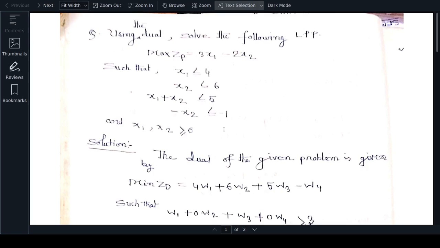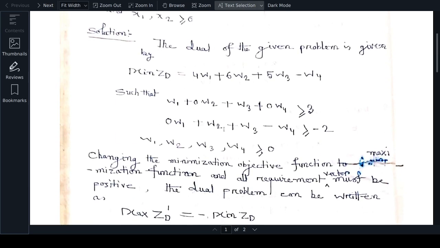Okay, so first you see our problem. Using the dual, solve the following linear programming problem. First write its dual, and first you check whether the given problem is in standard primal form or not. What is the standard primal form?